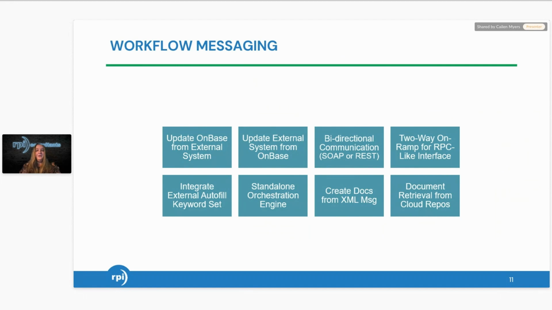You can update external systems from OnBase, which would initiate updates to external systems by employing REST off-ramps to transmit XML or JSON messages. This includes using OnBase to query external systems for data, establishing a two-way communication channel to sync information between OnBase and that external platform.